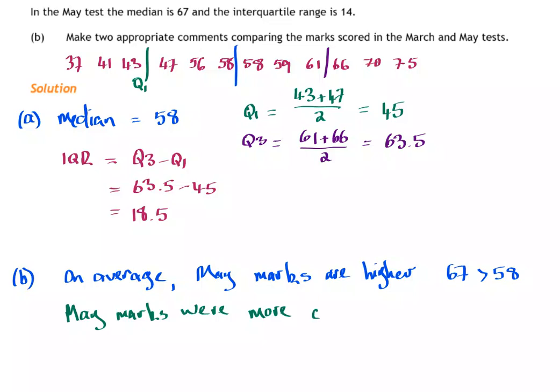And how do we know that? Well, we know that because we can compare the interquartile ranges, and we knew that 14 here, which is what we were given, is a smaller number. It's less than the 18.5 that we calculated for the initial test, and so a smaller interquartile range means that the marks were more consistent.